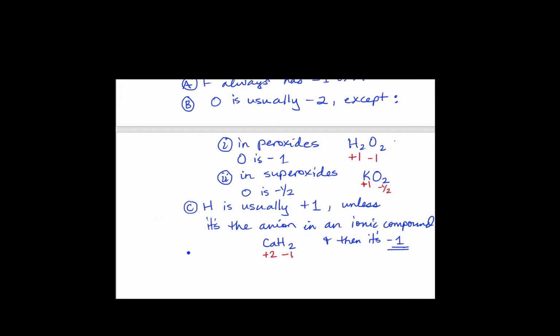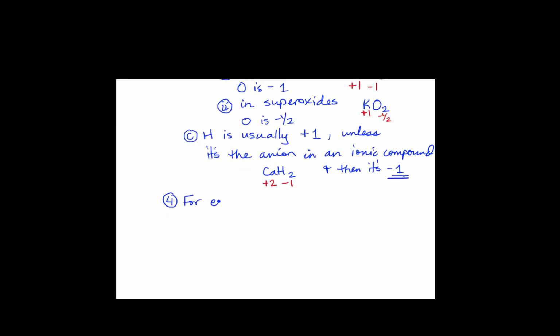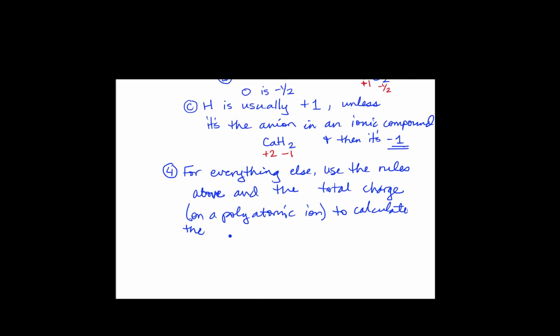Okay, so our final rule here is that if you have something unusual, for everything else, including for polyatomic ions, we're going to use the rules above and the total charge, for example on a polyatomic ion, to calculate the missing oxidation numbers.